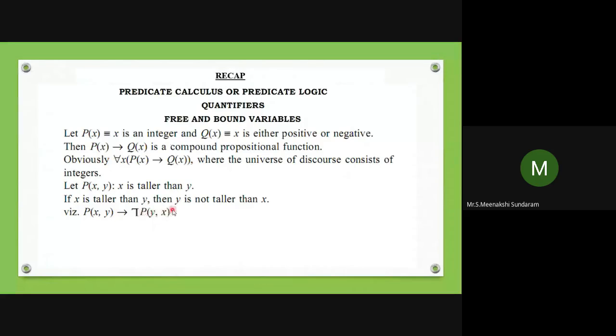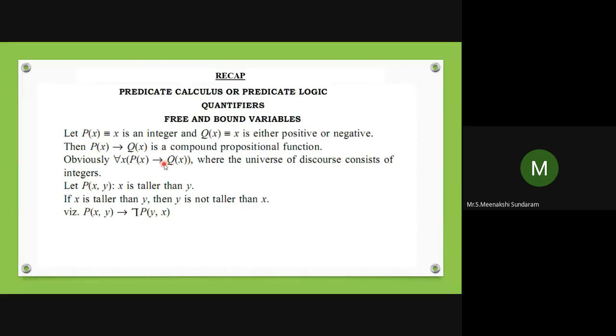P of x comma y means x is taller than y. Negation you can put: not taller, so y is not taller than x. That is it. I already told you, for all will come with a conditional. If it is a conditional, in the antecedent you can write a conjunction. In the place of for all, a conjunction will come; in the antecedent you can write a conjunction. For the existential quantifier, one more, you can write a conditional. This is what we did in the last class.